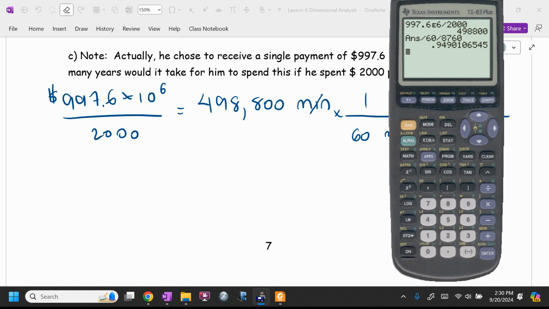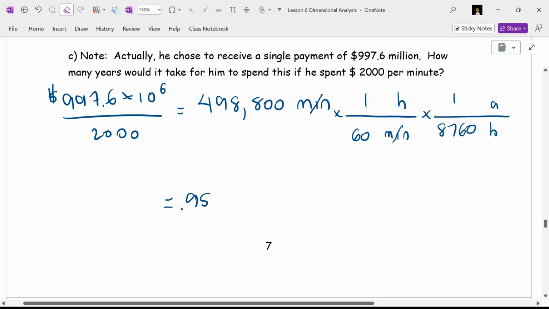This one, you'll spend it all in less than a year. Almost a whole year, 0.95 of a year, 95% of a year. So if you start spending on New Year's Day, January 1st, you'll be broke just before Christmas. You know what? You might be broke right around Christmas. You might buy your Christmas presents as your final purchase, and that's all she wrote, baby. Be right around there, right? Equals 0.95 years.